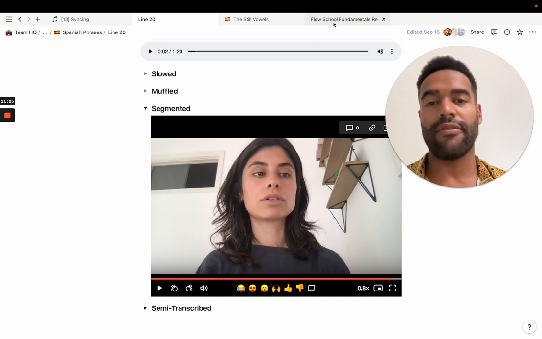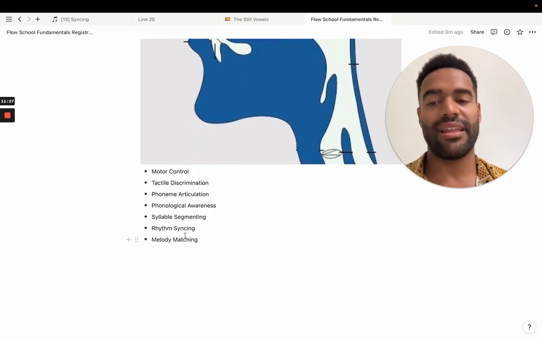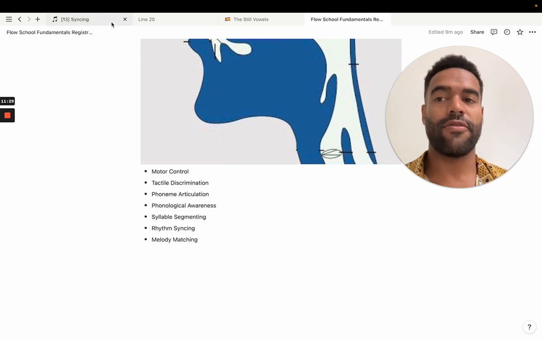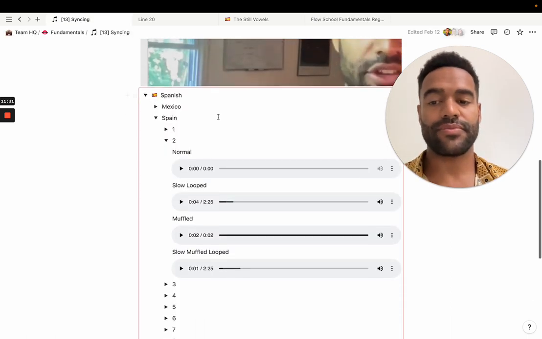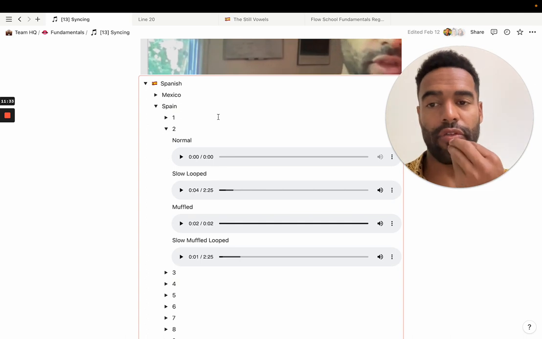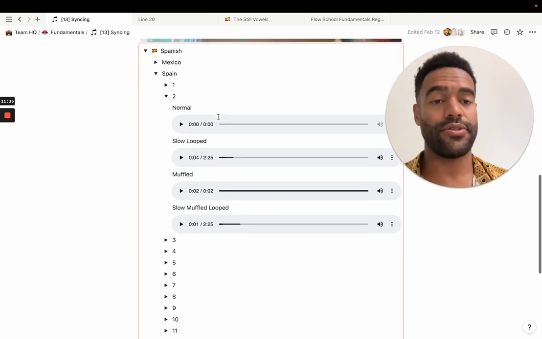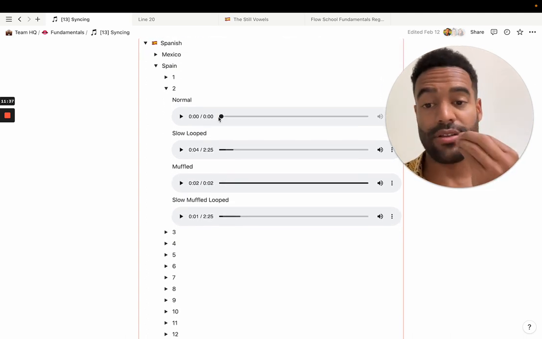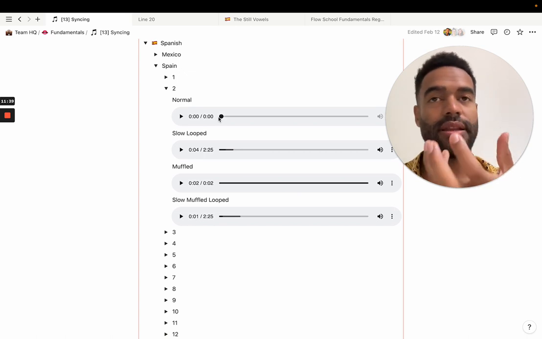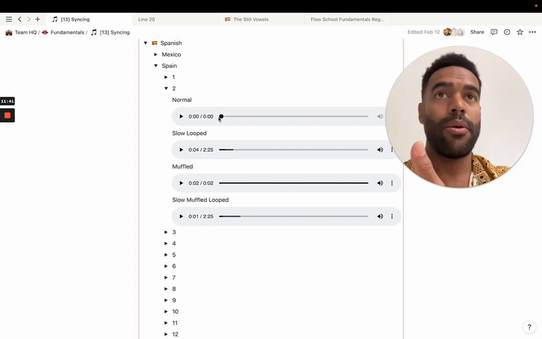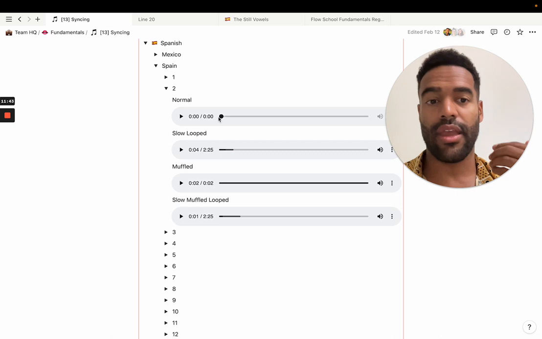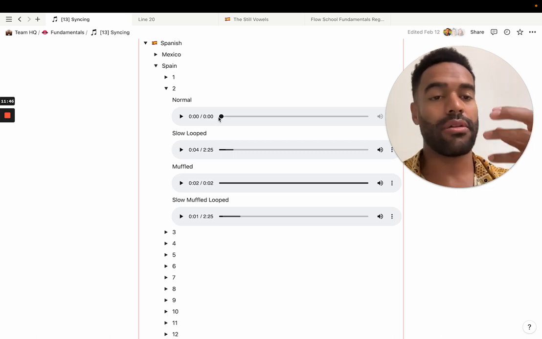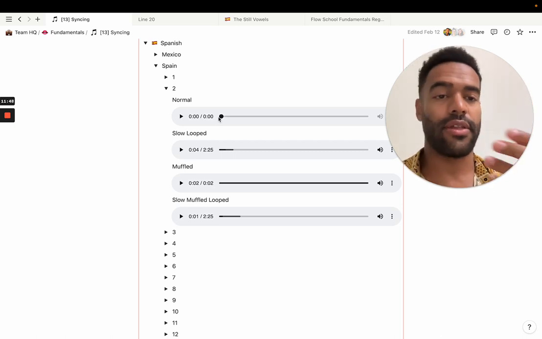Then the final ones we have are rhythm syncing and melody matching. So this is the fundamental layer of speech. We are focusing so far on the articulation layer. How do we make the different vowels and consonants? But those vowels and consonants are nested within a melodic structure. So I say melodic structure, right. That kind of underlying musicality to speech.